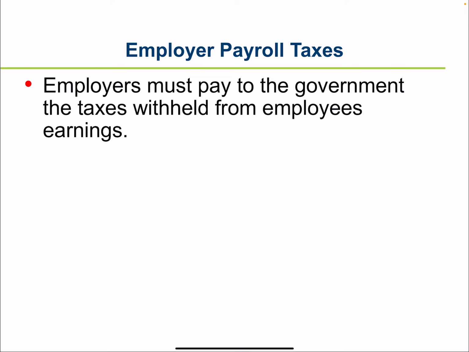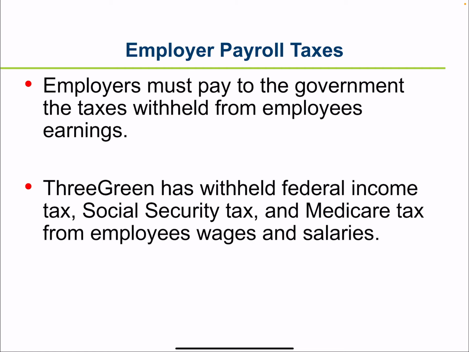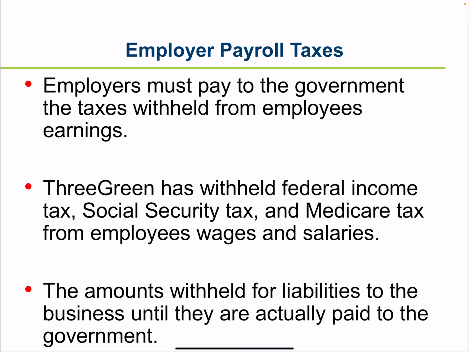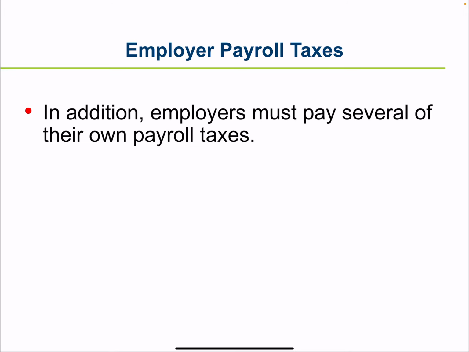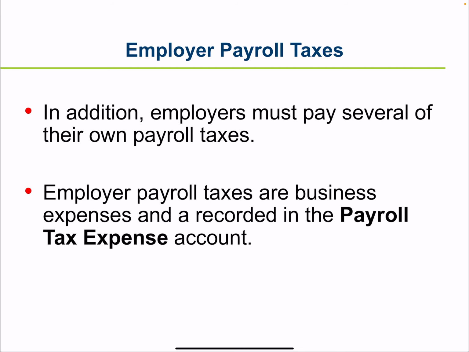Employers must pay to the government the taxes withheld from employees' earnings. 3 Green has withheld federal income tax, Social Security tax, and Medicare tax from employees' wages and salaries. The amounts withheld are liabilities to the business until they are actually paid to the government. So they are liabilities, and then we will pay them to the government. In addition, employers must pay several of their own payroll taxes. Employer payroll taxes are business expenses and are recorded in the payroll tax expense account.